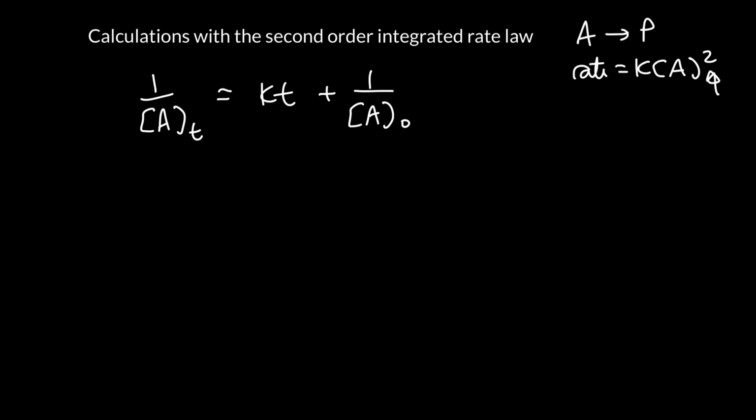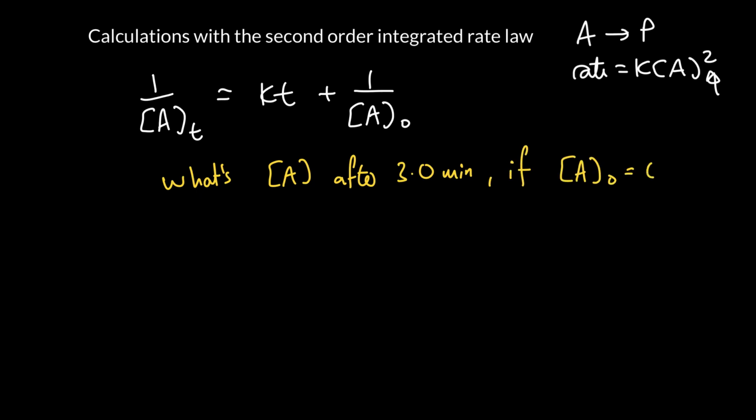So we can do our calculations. For example, we might say, what's the concentration of A after 3 minutes? If the original concentration of A is, say, 0.1 moles per liter, and the rate constant is 0.3 molar to the -1 seconds to the -1. So we can go ahead and calculate that using the second order rate law.